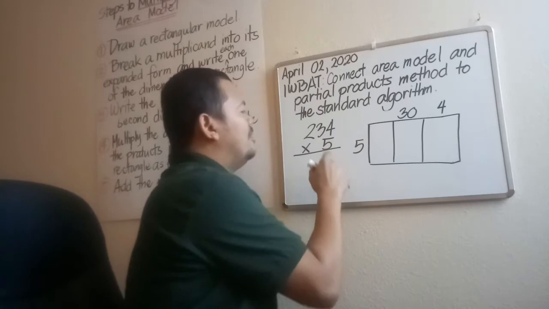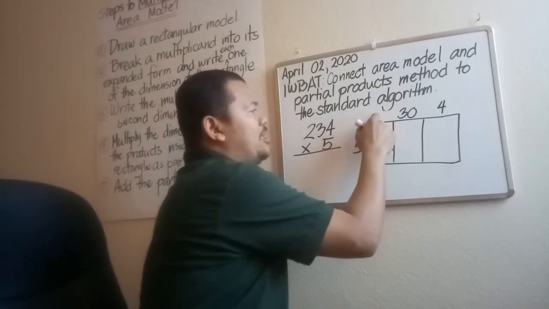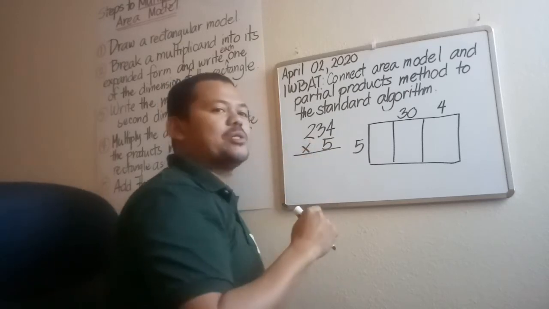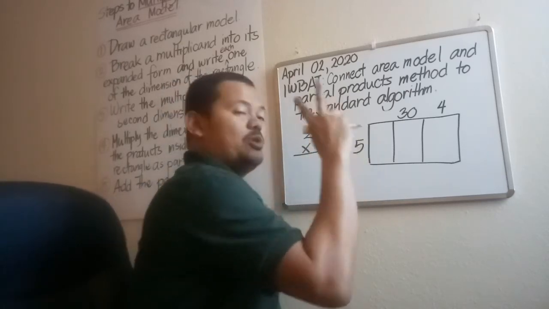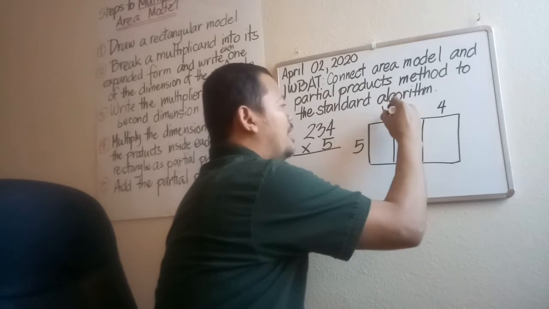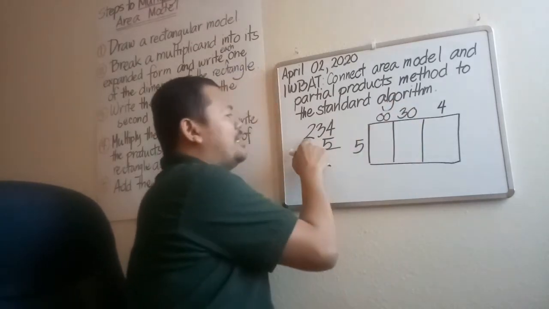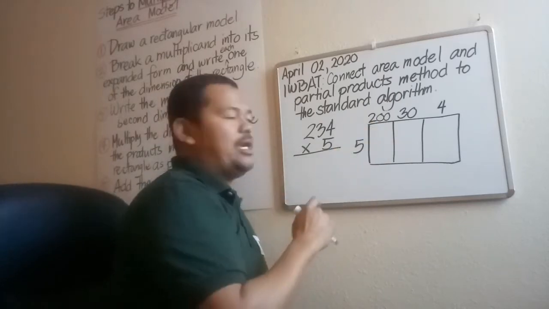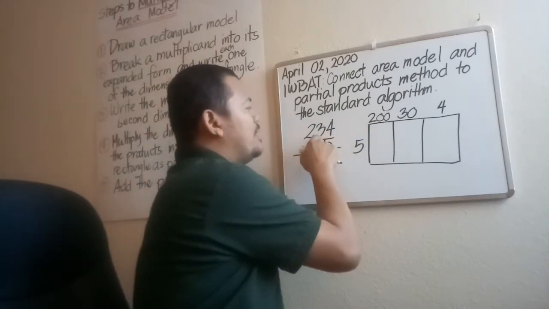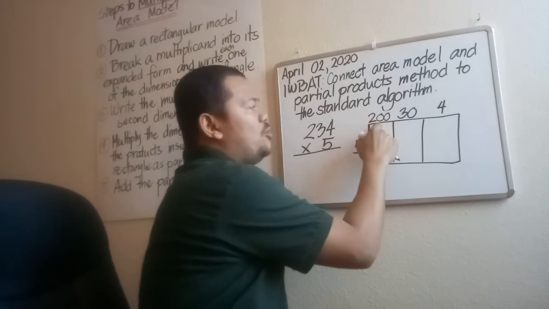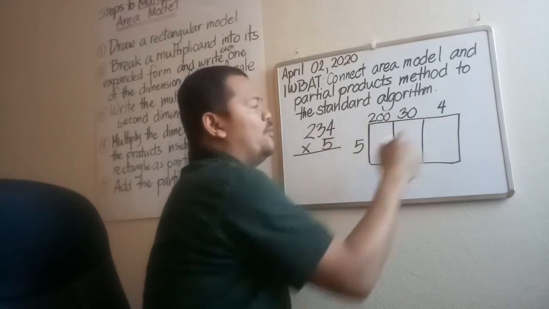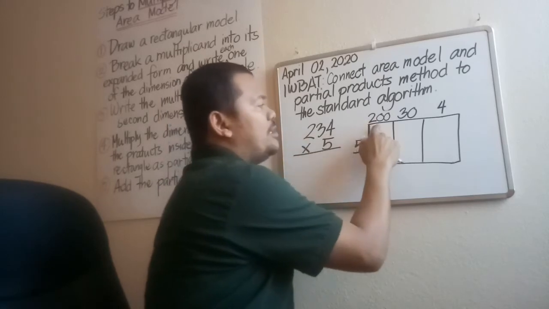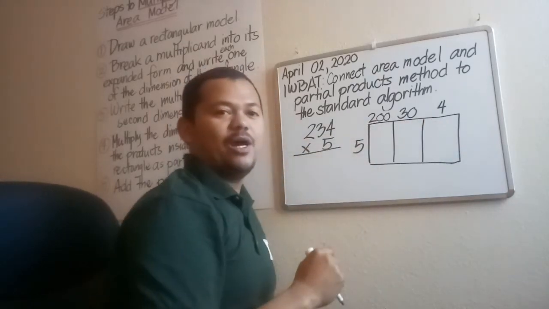Okay? Now, we are going to write here the hundreds. So, ones, tens, and hundreds. How many zeros are there in hundreds? We got 2 zeros, 1 and 2. Then write 2 as your hundreds. Okay? So, 234 is 200, 30, and 4. You got it?